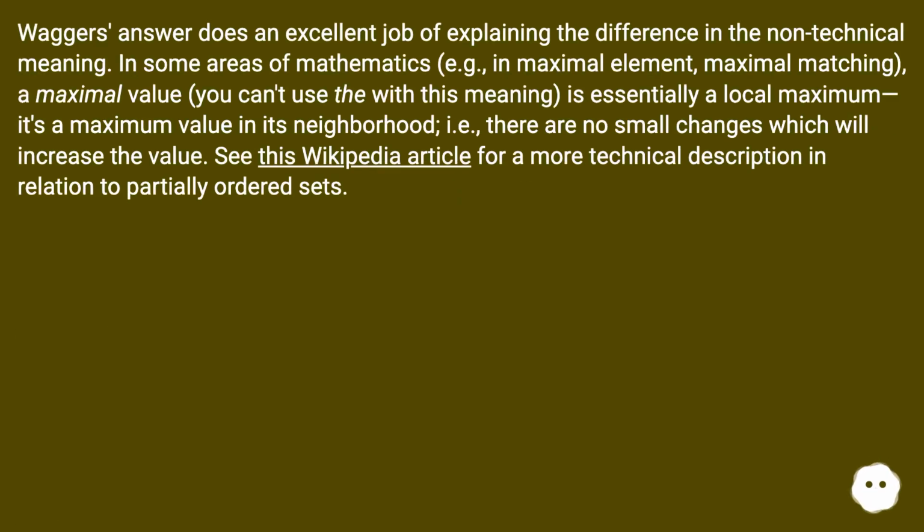Wagger's answer does an excellent job of explaining the difference in the non-technical meaning. In some areas of mathematics, e.g., in maximal element, maximal matching, a maximal value, you can't use "the" with this meaning, which is essentially a local maximum. It's a maximum value in its neighborhood, i.e., there are no small changes which will increase the value. See this Wikipedia article for a more technical description in relation to partially ordered sets.